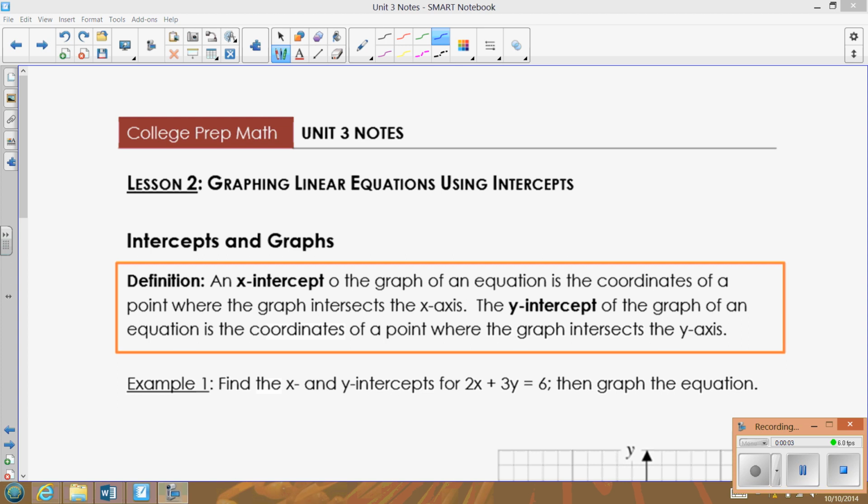In lesson 2, we're going to look at graphing linear equations using their intercepts. So first thing we have to understand is what is an intercept. So we have two different types. We have the x-intercept and we have the y-intercept.